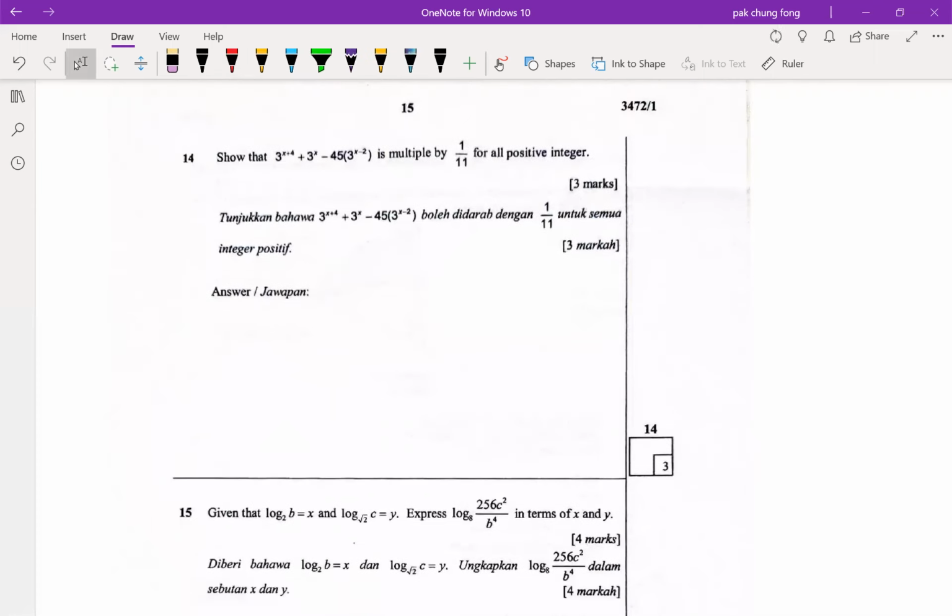第14题。Show that the is multiplied by E/11 of all positive integers.